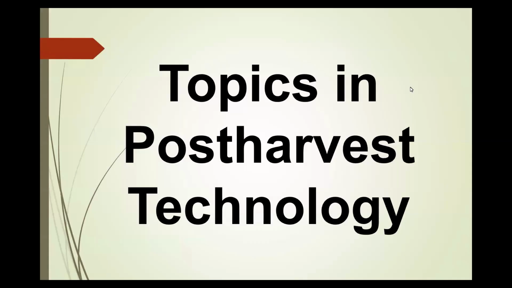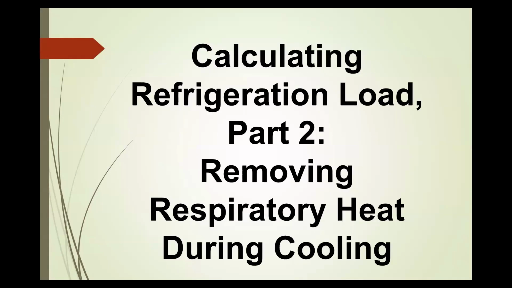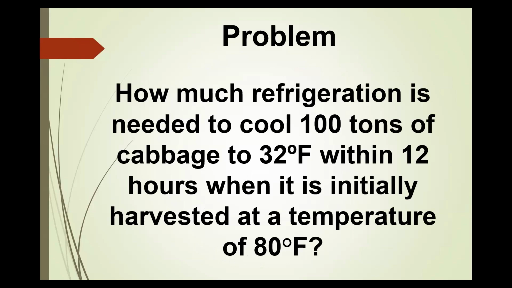Topics in Post-Harvest Technology. Calculating Refrigeration Load, Part 2. Removing respiratory heat during cooling. Problem. How much refrigeration is needed to cool 100 tons of cabbage to 32 degrees Fahrenheit within 12 hours when it is initially harvested at a temperature of 80 degrees Fahrenheit?